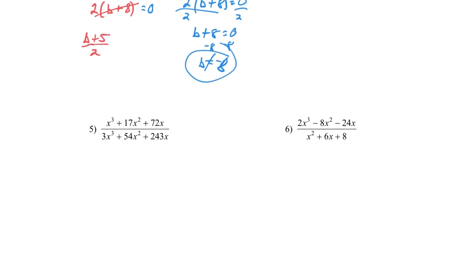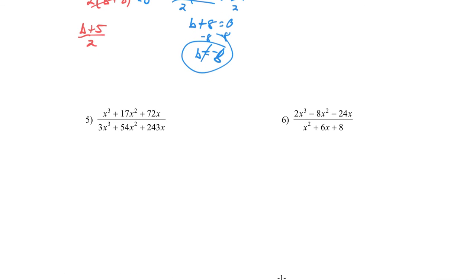Number 5, there is a common factor on the top and the bottom. We can take a common factor of x out of the top. So if they all 3 have an x, we can take an x out. And what that does is reduces the exponents by 1. So we have x squared plus 17x plus 72 all over, close that parenthesis.